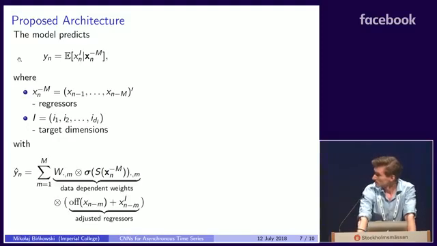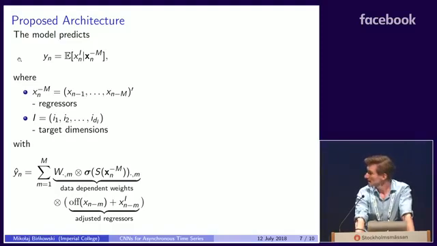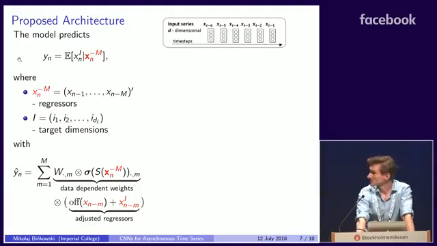So our model proposes to use this formula where we have a weighted sum of adjusted regressors. This may look a little bit complicated right now, but we'll go through a scheme of this network, and I hope this will become very clear right in a moment.